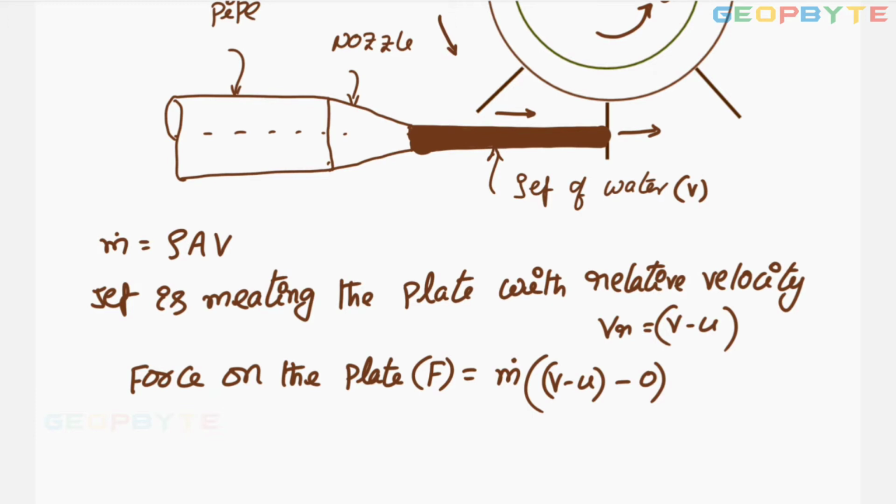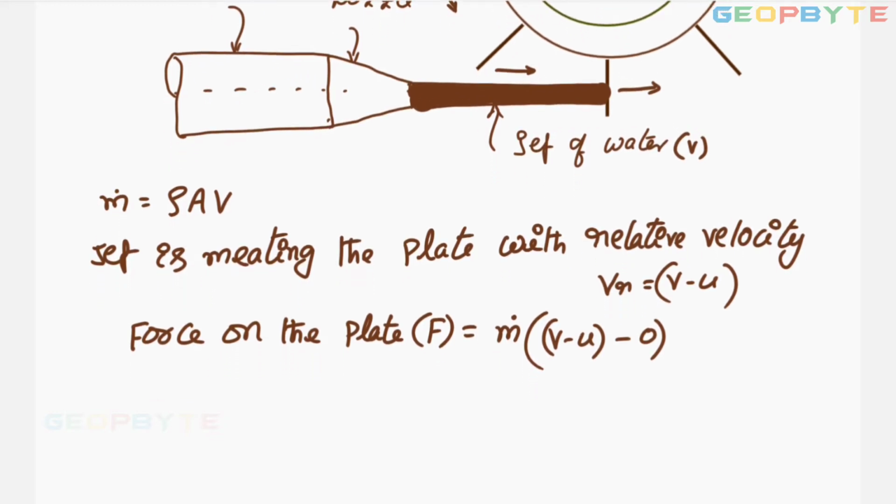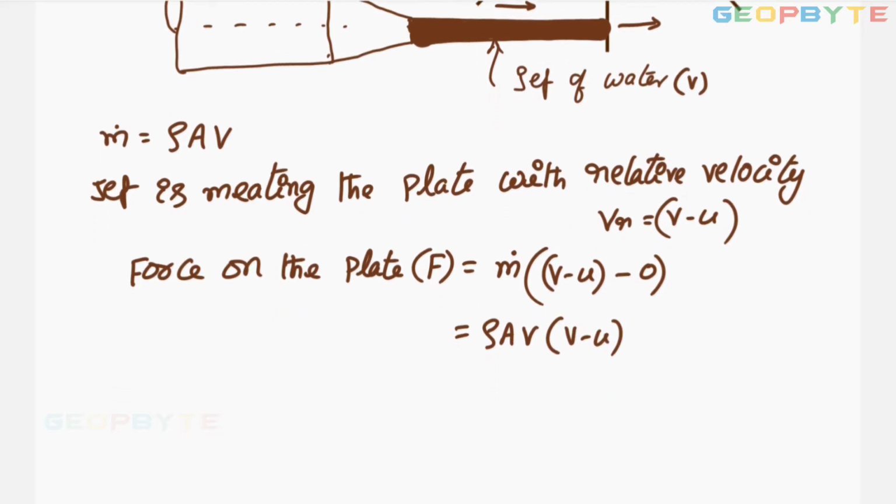I hope you got my point. The jet is catching the plate with relative velocity v minus u. Once the jet is hitting the plate, there is no further velocity in the same direction. That's why the final velocity in the direction of the jet moving is 0. It is equal to m dot, which equals rho a v, into v minus u. That is the force on the plate.